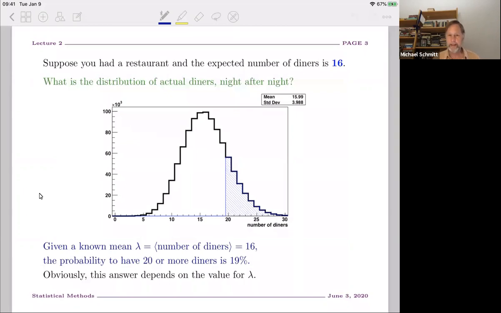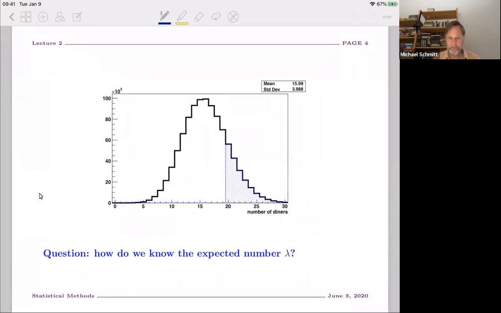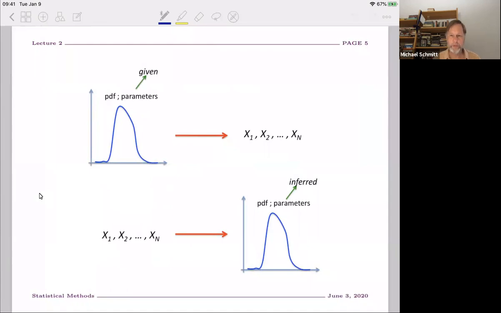So if you know that the mean lambda, the number of diners on average, is 16, then you can calculate the probability that people will be standing and waiting for a table, which is about 19%. But obviously, this depends on what the value of lambda is. So the real question is, how do you find expected number lambda? Right now, it may be kind of a stupid or a trivial question, but I'm trying to set up the following shift.